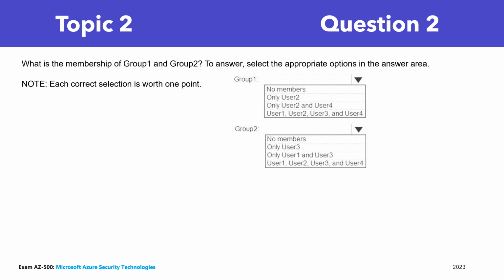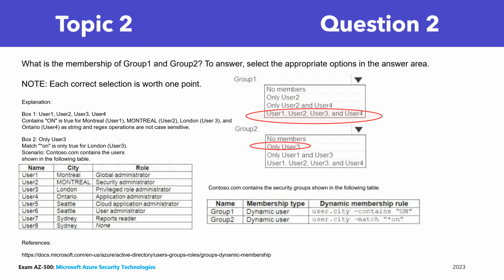What is the membership of Group 1 and Group 2? To answer, select the appropriate options in the answer area. Correct answers. Group 1: User 1, User 2, User 3, User 4. Group 2: only User 3.